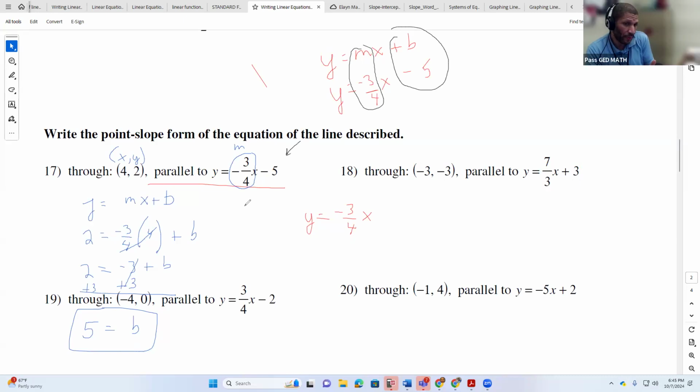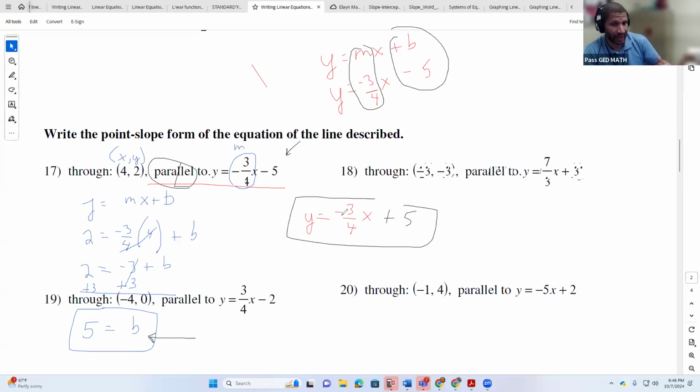Second thing we know is parallel lines have the same slope. So my equation is going to start with y equals -3/4 x. I figured out my y-intercept, so +5. These two equations, y equals -3/4 x minus 5 and y equals -3/4 x plus 5, are parallel. That is the equation parallel to -3/4 x minus 5, and it passes through the point (4, 2).